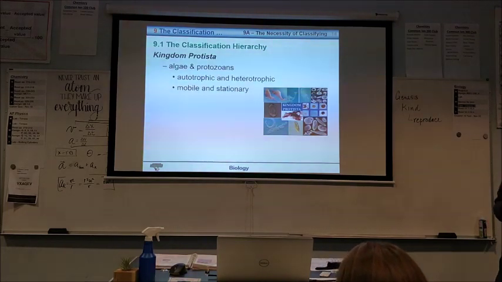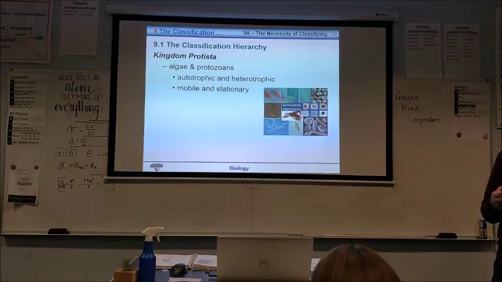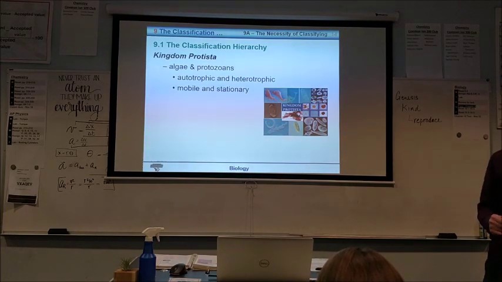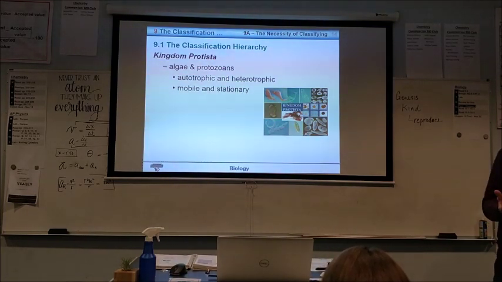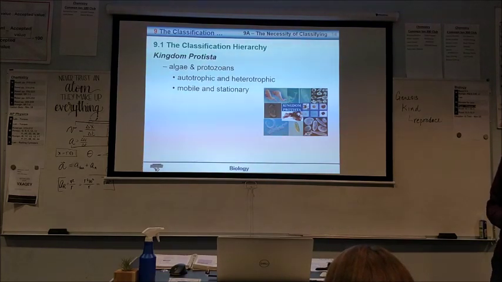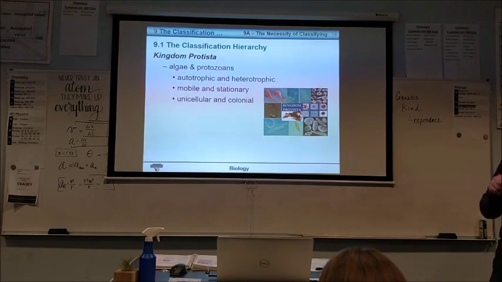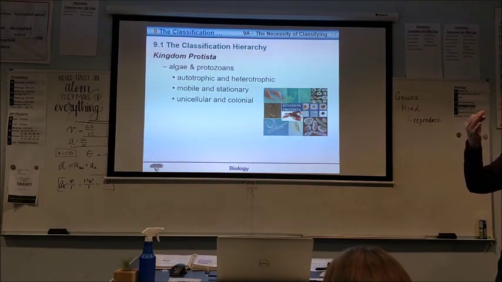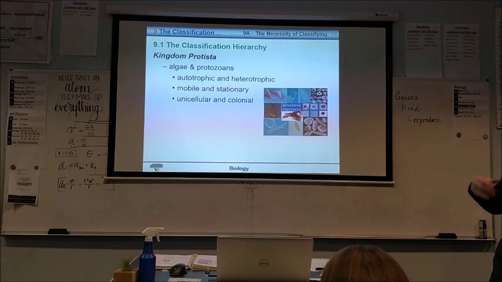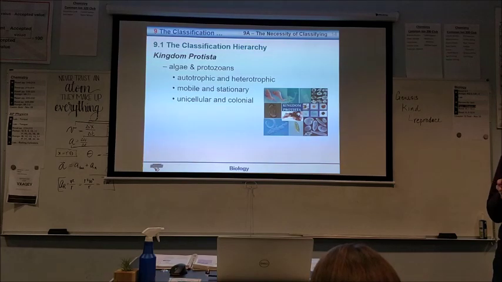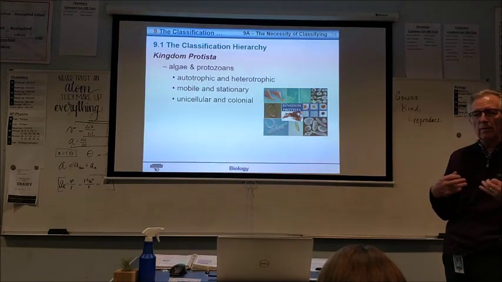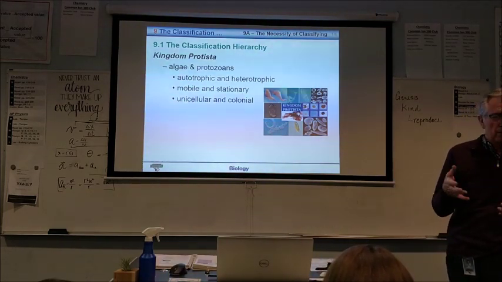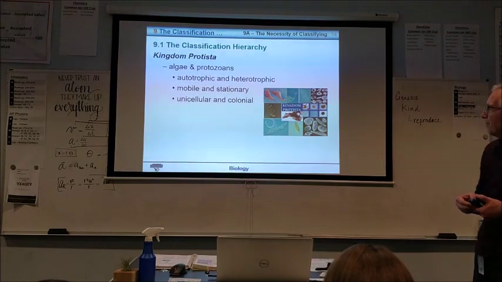Some of them are mobile, which means they can move around. They might have flagella, or different things that we will learn about, or they have what we call amoeboid motion, where they can move around. Others are stationary. They're stuck in one spot their entire life. Some of them are just single cells in their environment, typically in water, and some of them will form groups. They don't need each other. Remember, that's the idea of a colony. You can break up a colony and they'll reproduce cells that will fill in the parts that are missing.